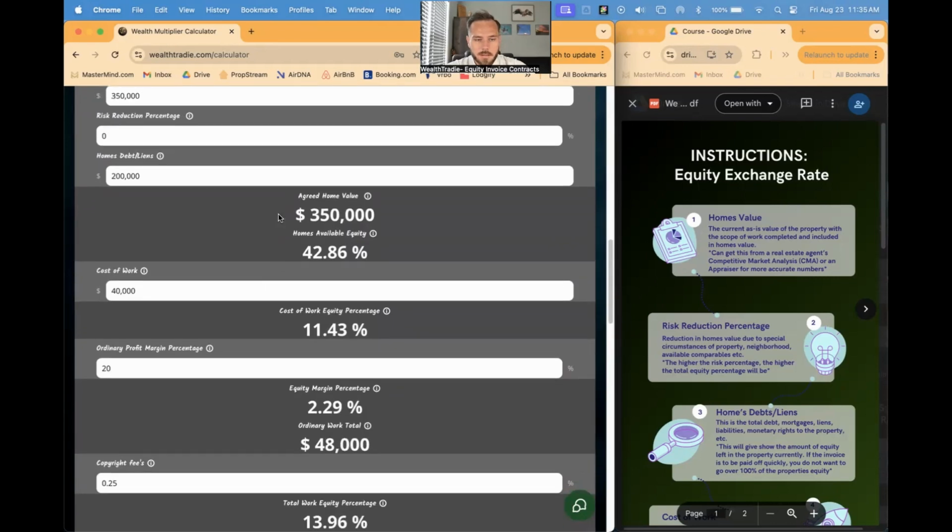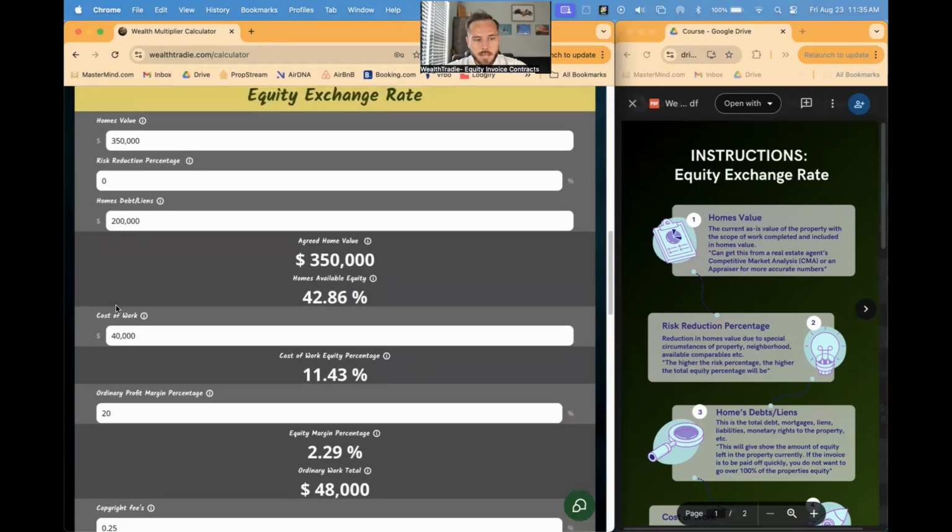This automatically takes that $40,000 and figures out what percentage of the home value it is. It's 11%, 11.43%. I'm going to take 11% of the available equity, 42. If this got too high, let's say I had a $150,000 renovation to do, I'm now pulling out the exact amount of equity that's available in that property, maximizing its full use of that property.